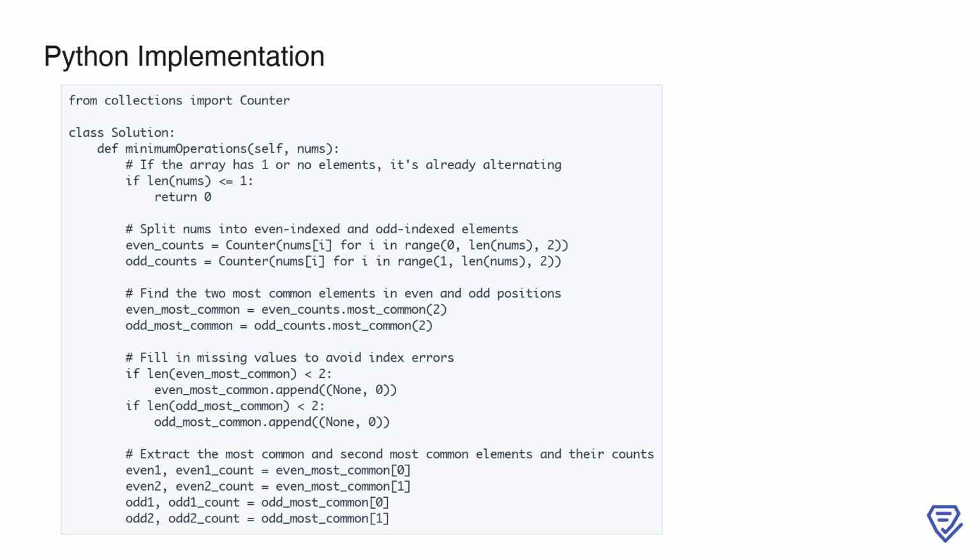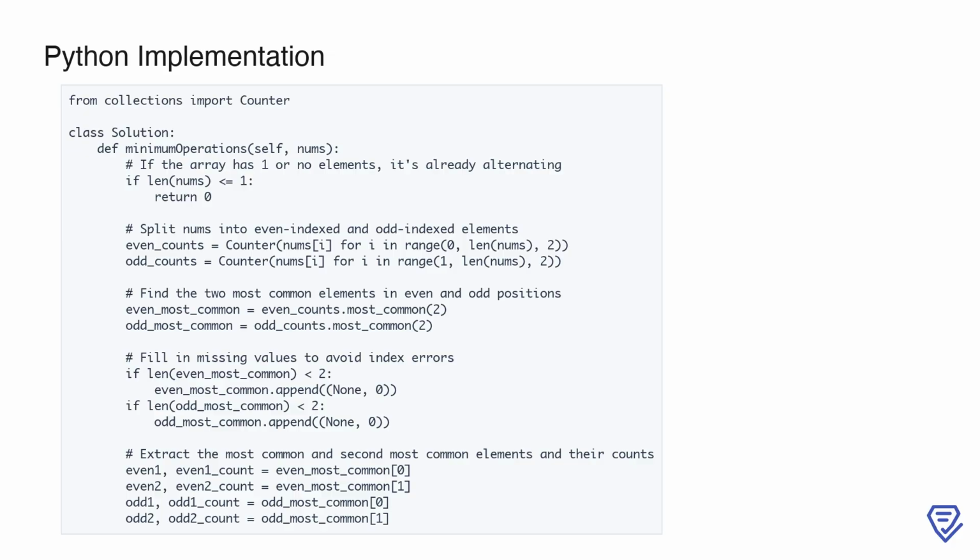Here, we start by importing the Counter class from the collections module, which will help us efficiently count the frequency of elements. In the Solution class, the minimumOperations method begins by handling a simple edge case. If the array has one or no elements, it's already alternating, so we return 0. Next, we split the array into two groups, one containing elements at even indices and the other containing elements at odd indices. Using the Counter, we determine the frequency of each number in these two groups.